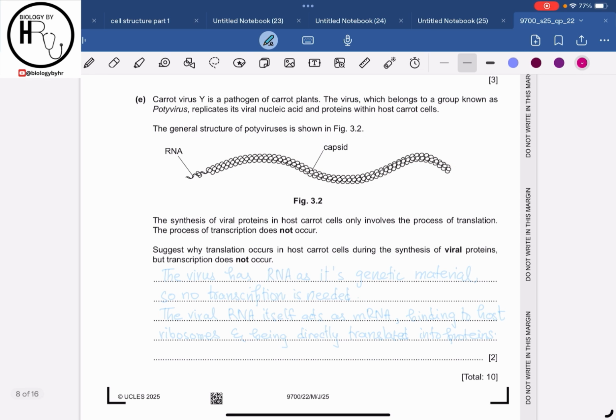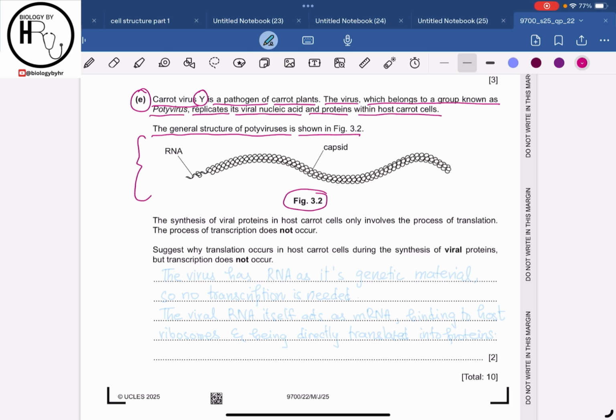Now let's have a look at part E over here. Part E says that carrot virus Y is the pathogen of the carrot plants. The virus, which belongs to a group known as the Potyvirus, replicates its viral nucleic acid and proteins within the host carrot cells. The general structure of the viruses is shown in figure 3.2. So this is the carrot virus Y, the pathogen of the carrot plant, and this is the general structure of that virus.